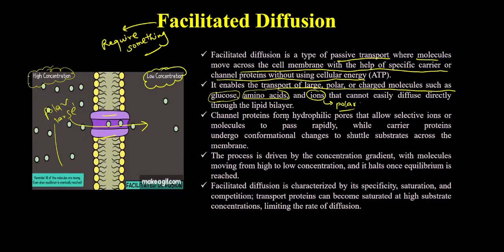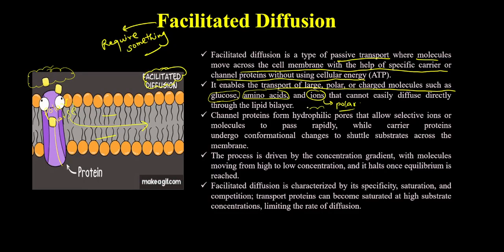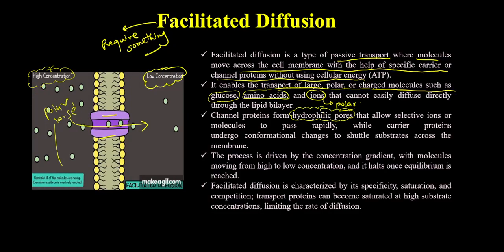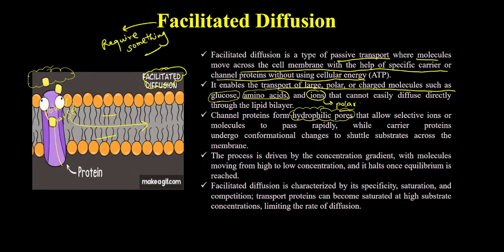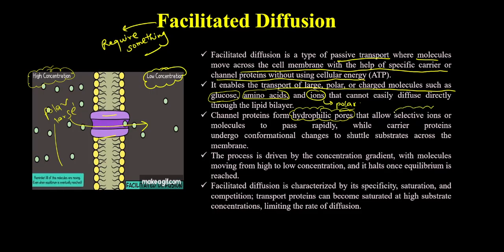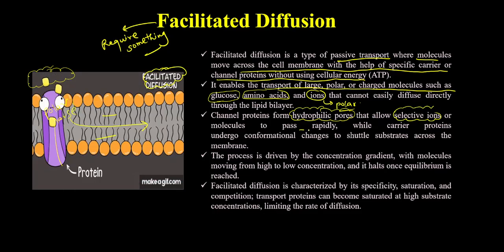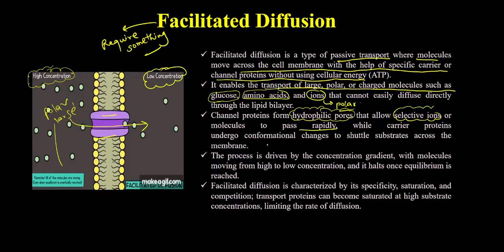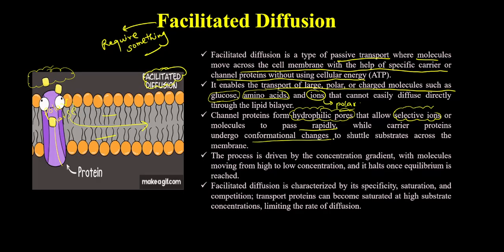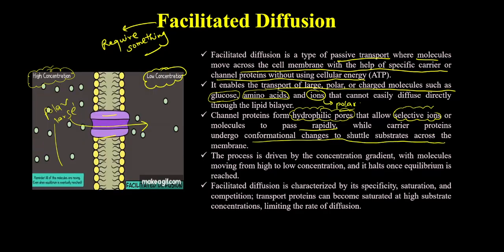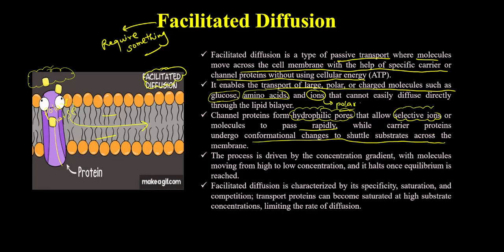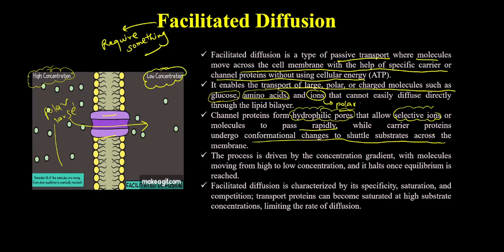Then channel proteins form hydrophilic pores, and these hydrophilic pores allow these ions or polar molecules to pass rapidly. Okay, while carrier proteins undergo conformational changes to pass these substrates across the membrane. There will be a conformational change in the carrier protein. This process is also driven by concentration gradient, movement from the higher concentration toward the low concentration.